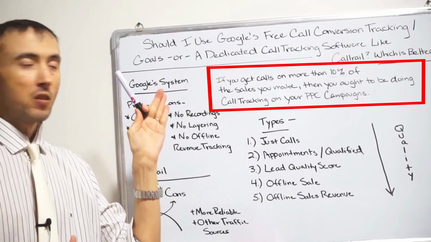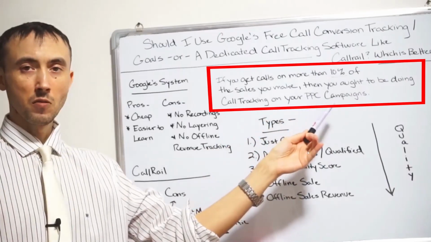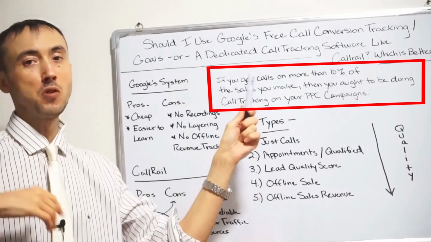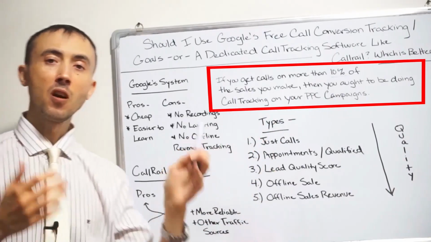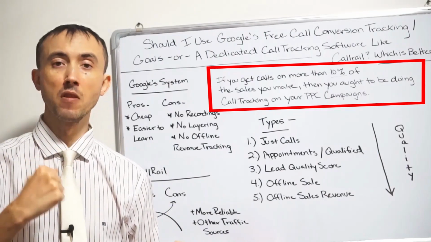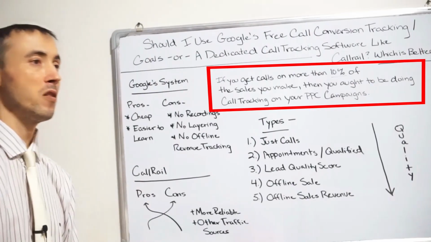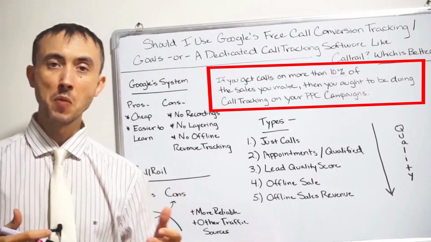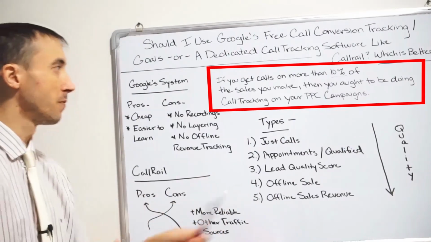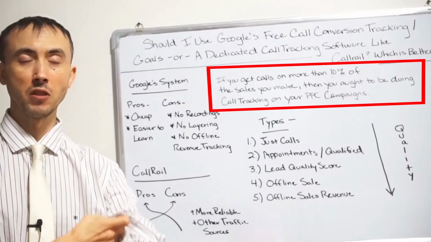So long story short, and to back this up, if more than 10% of the people that buy from you end up calling you at some stage of the process, either to make their order physically over the phone by giving you their credit card number, or, if you don't take orders by phone, at least 10% of the people call at some stage of the process before they order from you, then you ought to be doing call tracking for your PPC campaigns, okay?